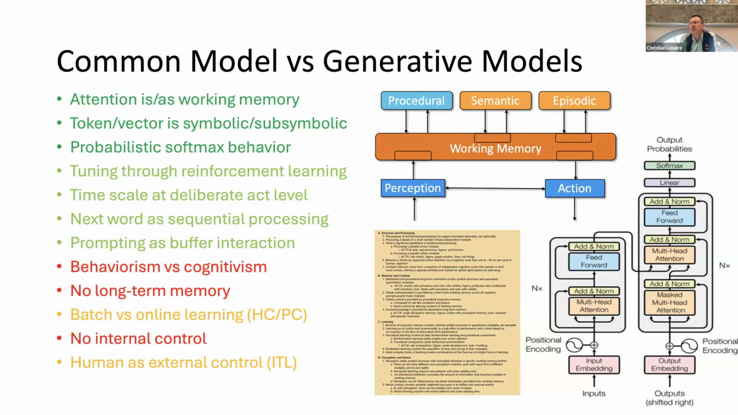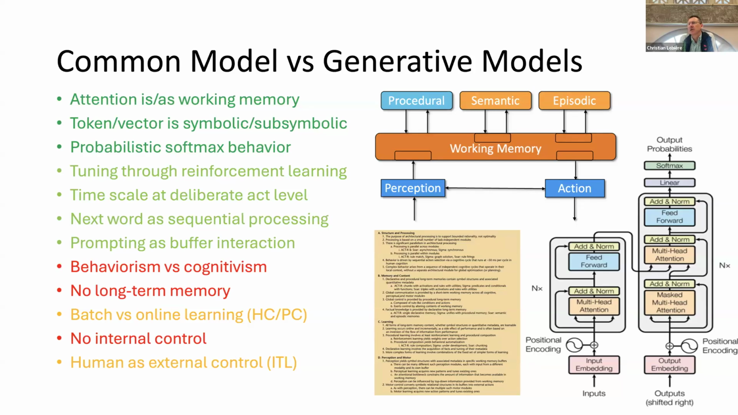And even the concept of prompting is not that dissimilar to the interaction between the central procedural module and the various modules of the architecture, such as accessing knowledge or encoding a particular percept. Now, there are certainly aspects of differences as well.